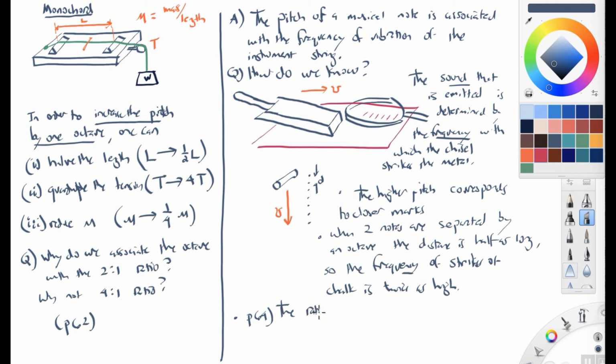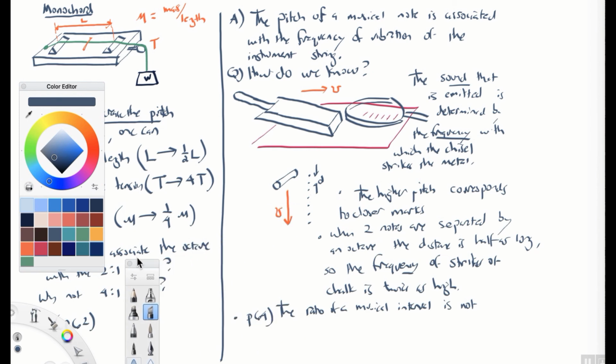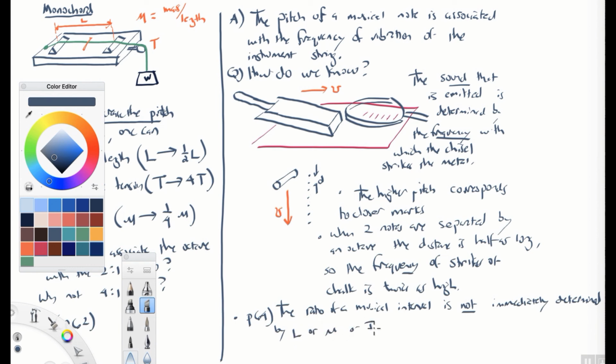So the ratio of a musical interval, like an octave, is not immediately determined, in the case of the monochord, by the length or the mass per unit length or the tension, but instead by the ratio of the frequencies of the notes, the frequencies of vibration. I'll put these over here also to give myself a little bit more room.